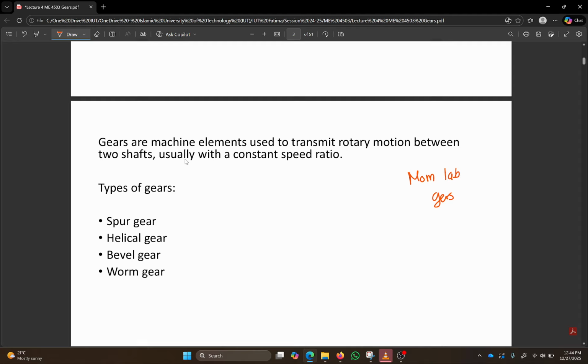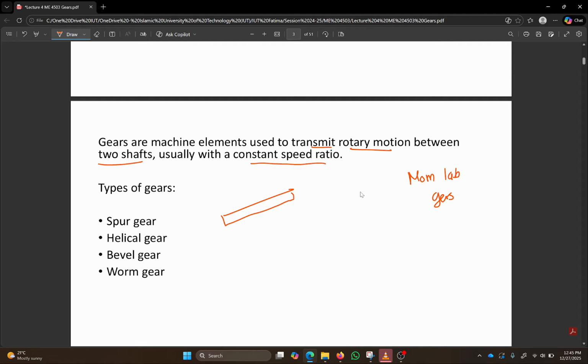So basically, as you already know, gears are machine elements or links, or any form of part of a machinery, that is used to transmit rotational motion between two shafts. Between two rotating shafts that may be parallel, at an angle, or in any other orientation, depending on your desired outcome. And usually the input and the output always rotate at a constant speed ratio.